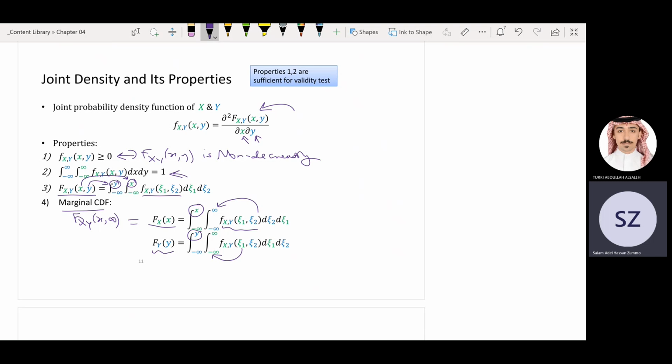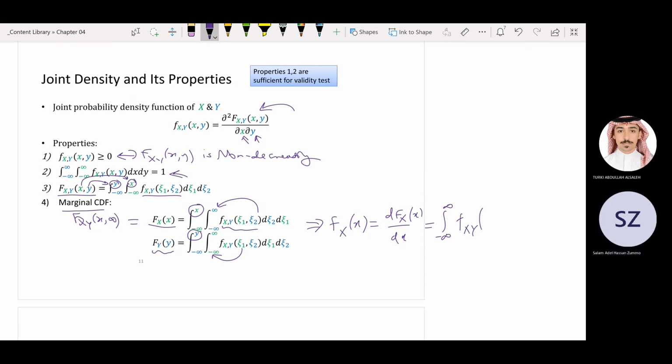If I differentiate this, what do I get? The PDF of x, right? Now if I differentiate this with respect to x, what do I get? The integral disappears, right? So now let's see. f_X(x), which is the derivative of F_X(x), dx, right? Now from here, this integral disappears. So what do I get? I am getting the integral from minus infinity to infinity of f_XY(x, y) dy.